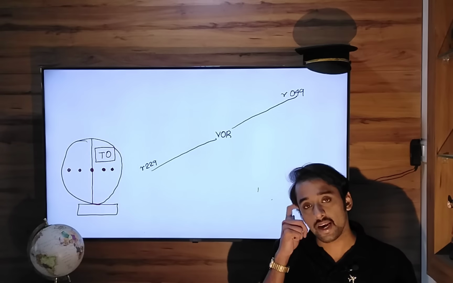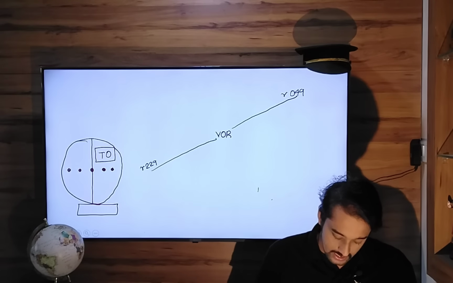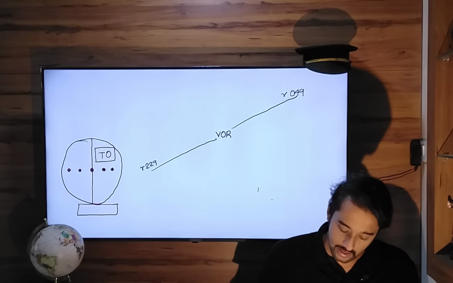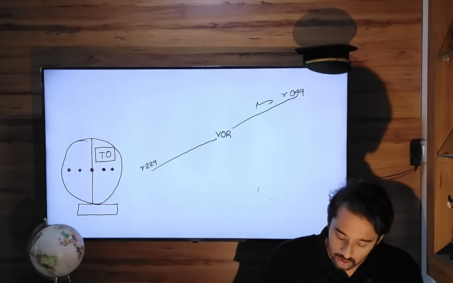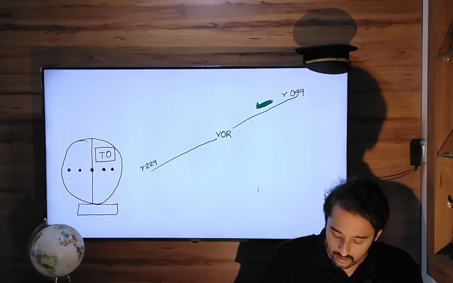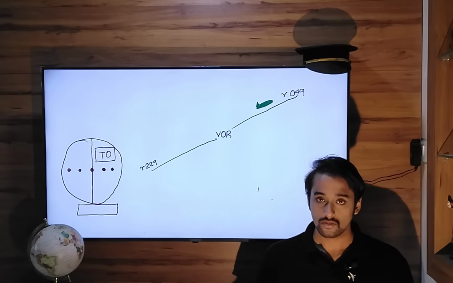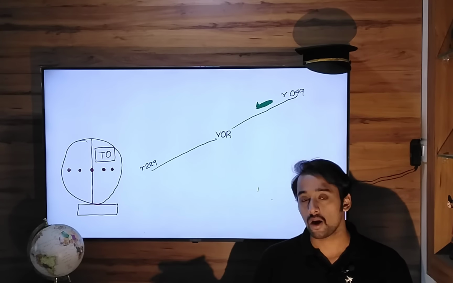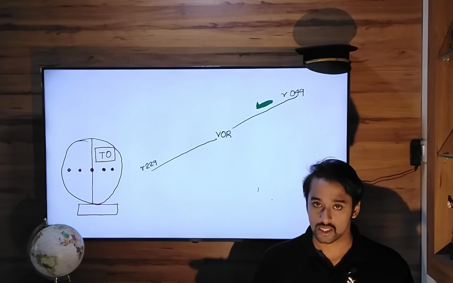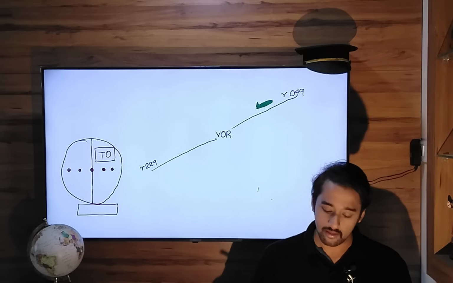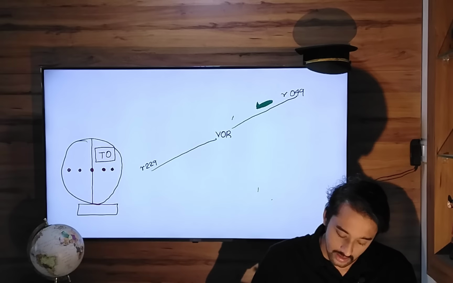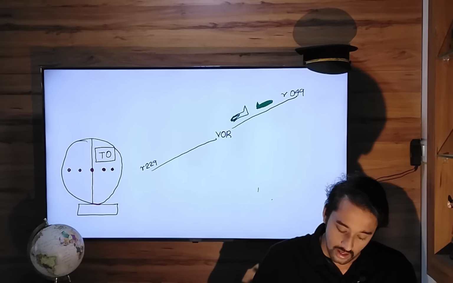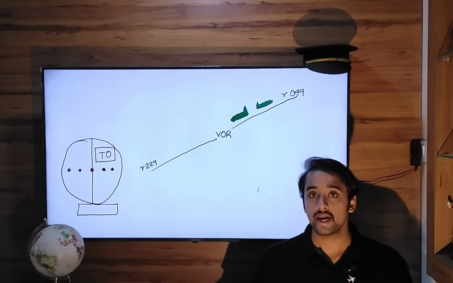Now if you fly radial 049, when the aircraft flies along this radial, it is flying outbound. When you fly outbound, you get a FROM indication. Now, when you fly inbound along this radial 049, inbound on radial 049, you will get a TO indication.